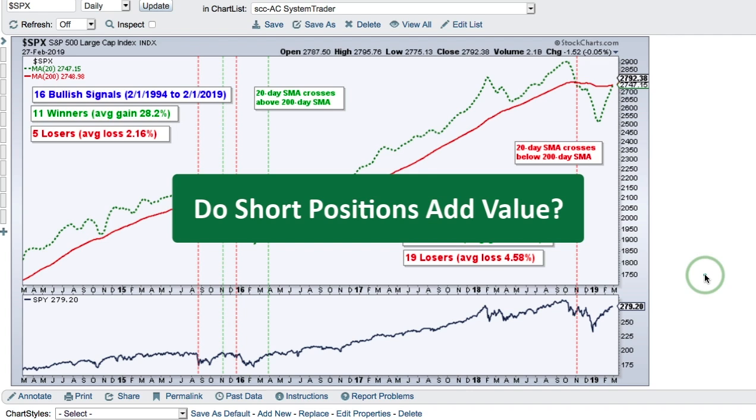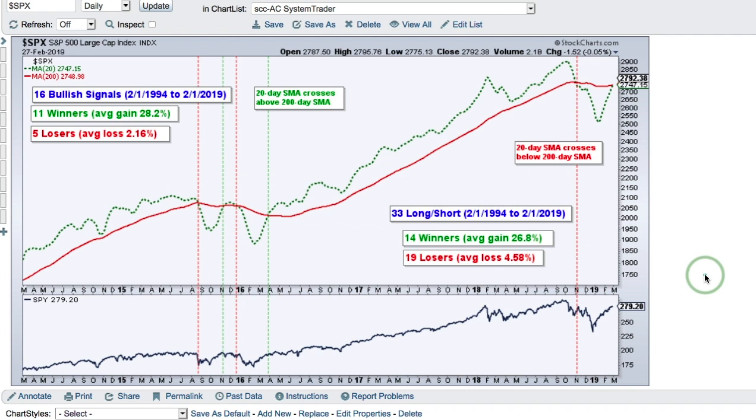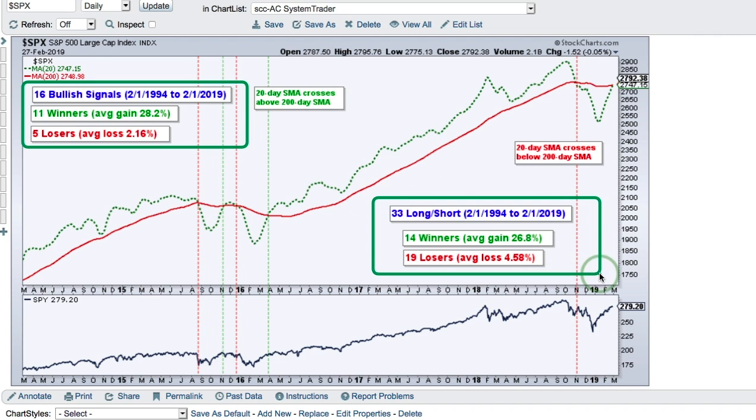So what about the 20-200 day moving average pair? Now we're getting to the longer end. We have a pretty slow short-term moving average, 20 days, and a long-term moving average, 200 days, so we've slowed it down quite a bit. There's a recap of the bullish signals: 16 bullish signals over the last 25 years, 11 winners, average gain 28%, 5 losers, average loss 2.16%. Then if we add short positions to the mix, look what happens to our numbers.